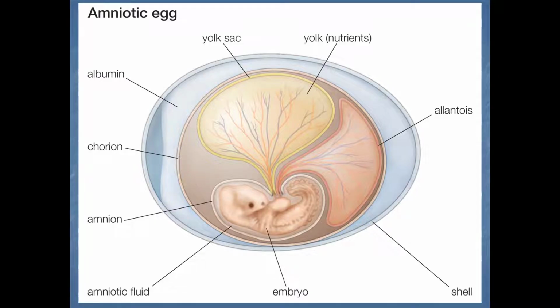If we look at this diagram, we can see this is the yolk sac, and we have got the yolk nutrients inside. This is the allantois. Then we have the albumin. Here is the chorionic membrane, the amnion with amniotic fluid. Here is the chorionic fluid. Then is the embryo, and outside is the shell.